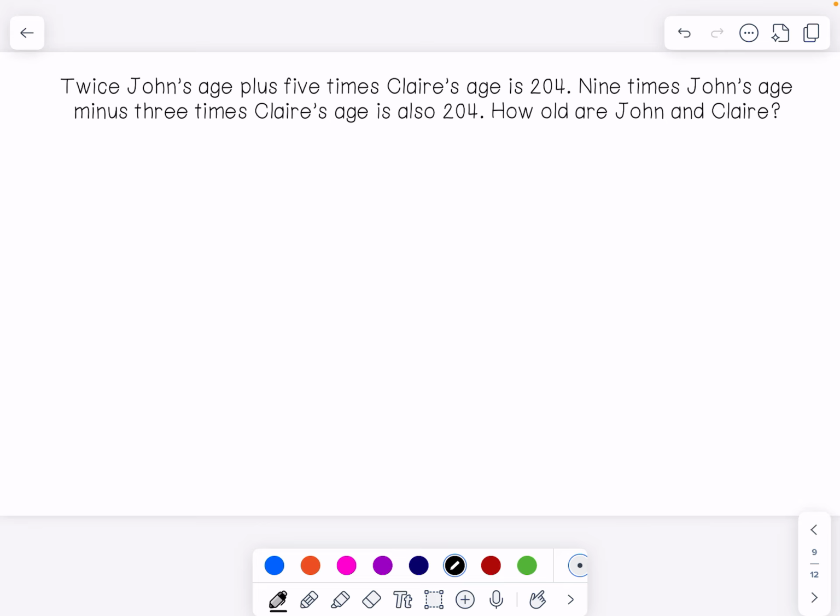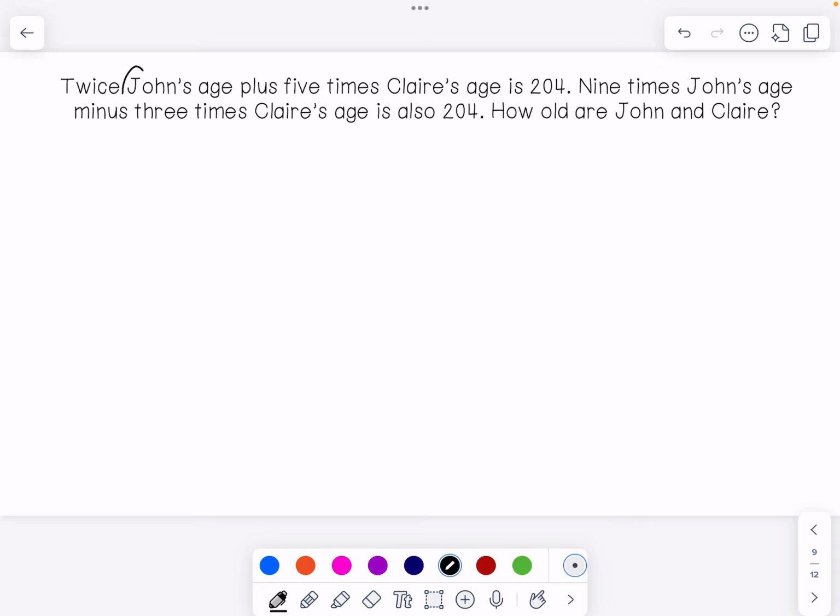So notice that we actually only have two variables. We only have how old is John and how old is Claire. And we have two different situations where we can set up a formula. So these problems might not always read like this. Sometimes it's like Claire is 5 years younger than John. Sometimes it'll say something like that, but that's still just an equation that you can write that is going to get you to a system. So let's go ahead and start writing these.